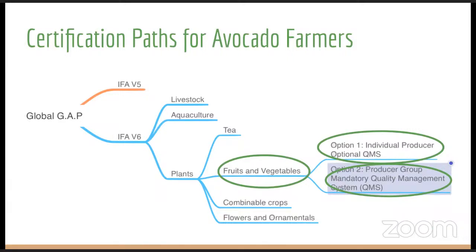And if you go with that option, the idea of a quality management system is optional. I'll talk a little bit about what I mean by that. The second option is for the producer groups. This would be similar to a cooperative, like our Lusaka Avocado Cooperative. The cooperative would be the producer group, and it would get the Global Gap certification as a producer group.